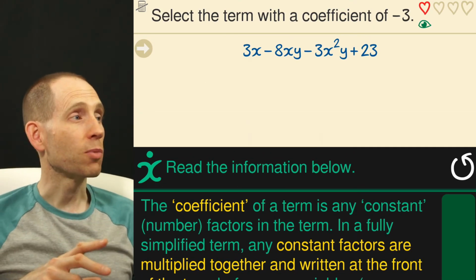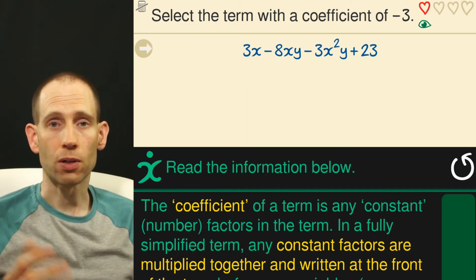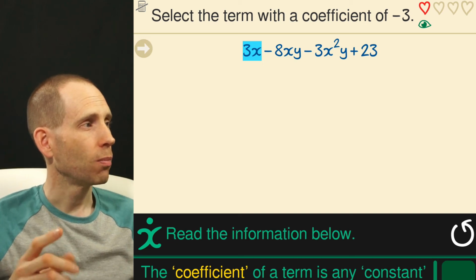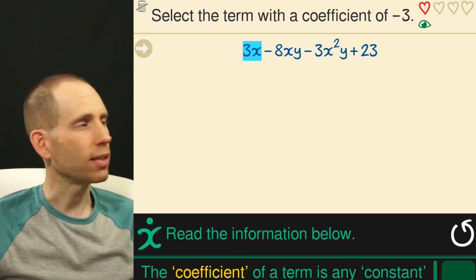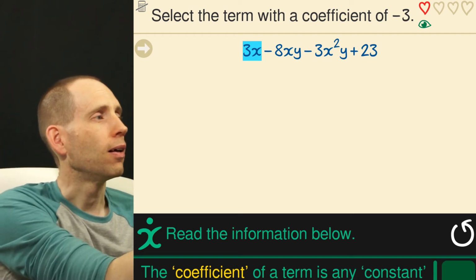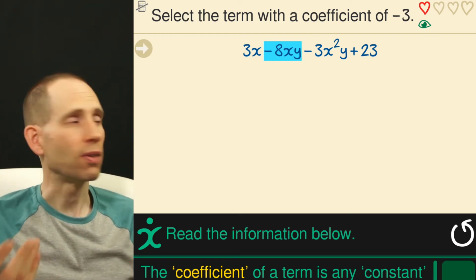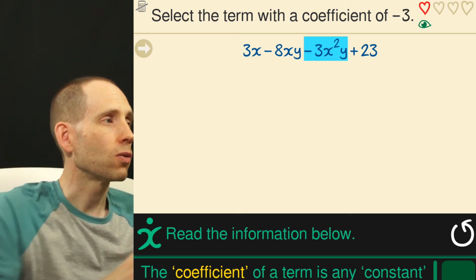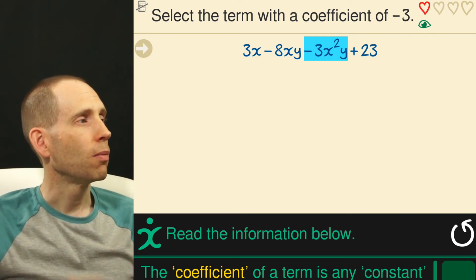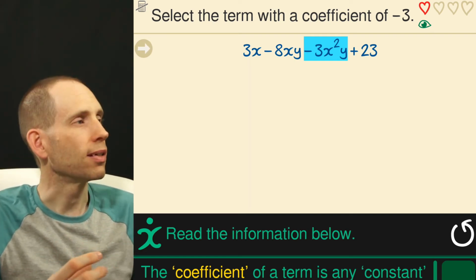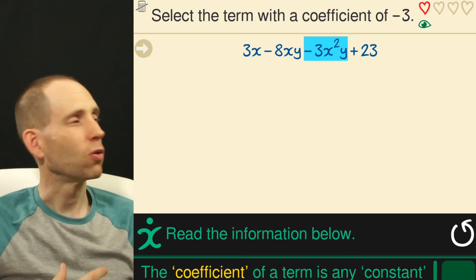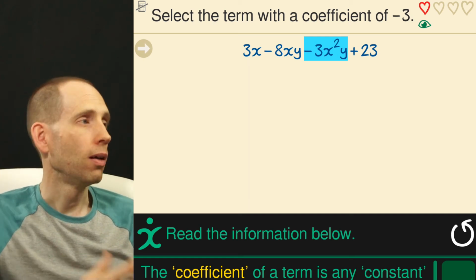So we need to select the term with a coefficient of -3. Let's go through and look at these terms. This first one's actually got a coefficient of +3, but notice the plus sign isn't written down, it's sort of invisible. I'll talk more about that in the topic on expressions. The second term has got a coefficient of -8. This third one's got an x squared, it's got a y in it, they're being multiplied together, so they're stuck together in the same term. But the coefficient, the number part at the front of the term, is -3. So I think this is the one that we're going to want. And then that last term is what's called a constant term. It's just a number, plus 23.